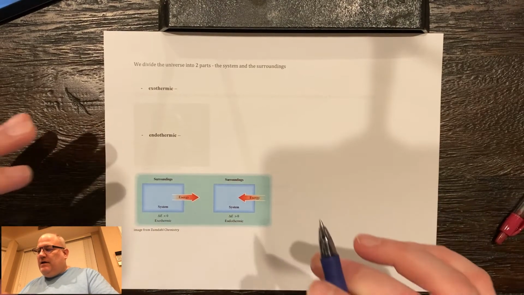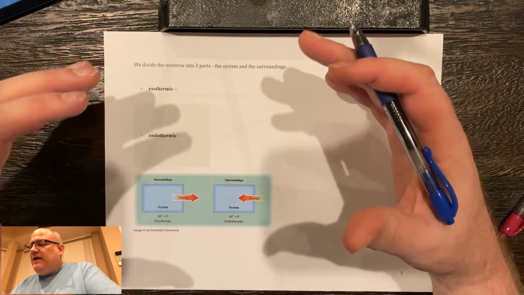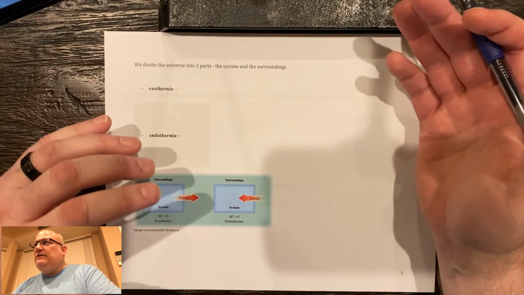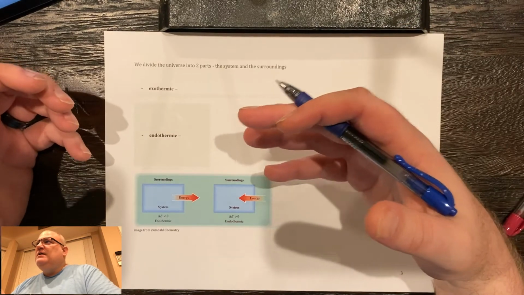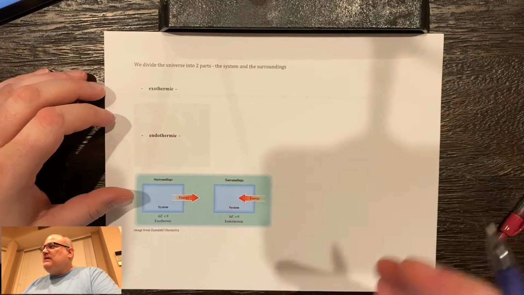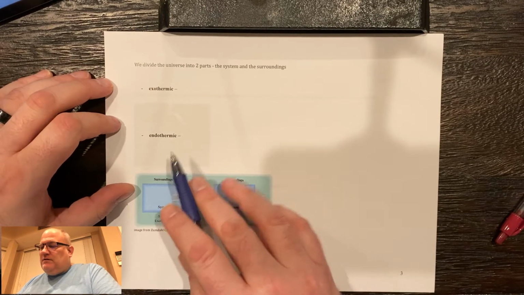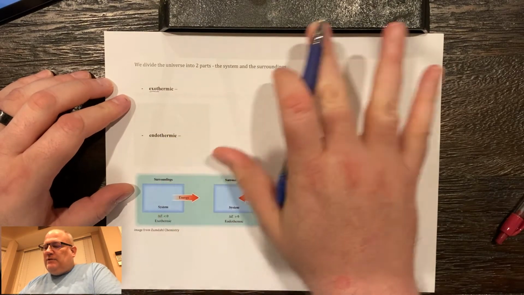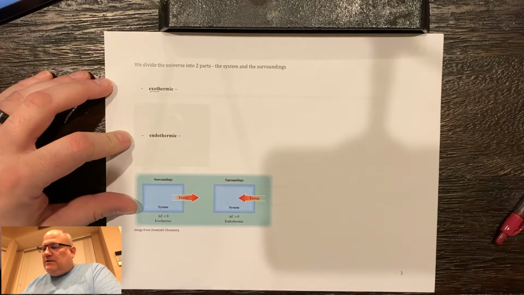But what I go back to is the idea that everything we're going to deal with in chemistry, there's always a system and the surroundings. Like the reaction is the system, the outside of the reaction is the surroundings. And there's two main types of reactions, exothermic and endothermic. With exothermic, as we talked about before, heat is being released, and endothermic is when heat is being absorbed.